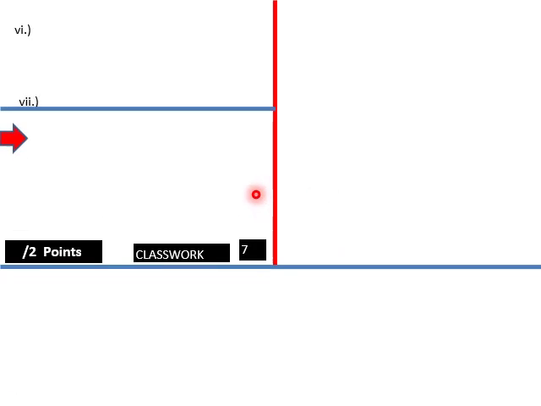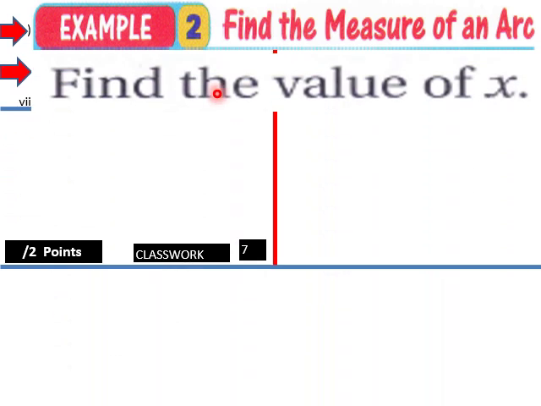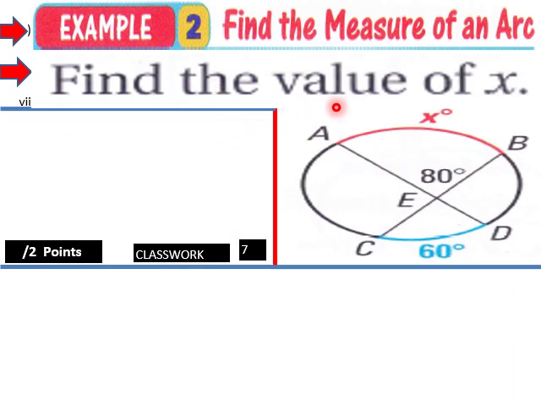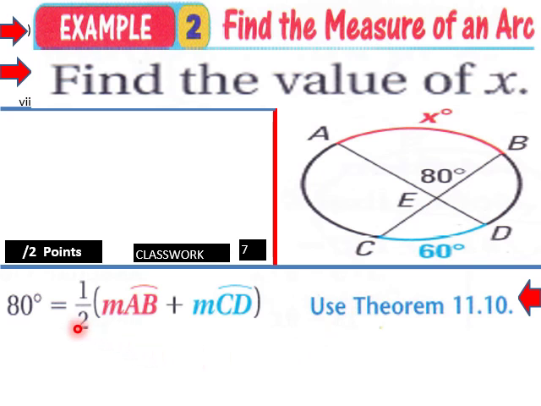Let's go into another example here. Example 2, find the measure of an arc. So find the value of x degrees now. Now we do have a measure of 80 degrees here for this angle. We know this is 80. So how do we find x degrees here? The measure 80 degrees will equal 1/2 of the measure of AB plus the measure of CD. We know it would be 1/2 of the addition of these two here.